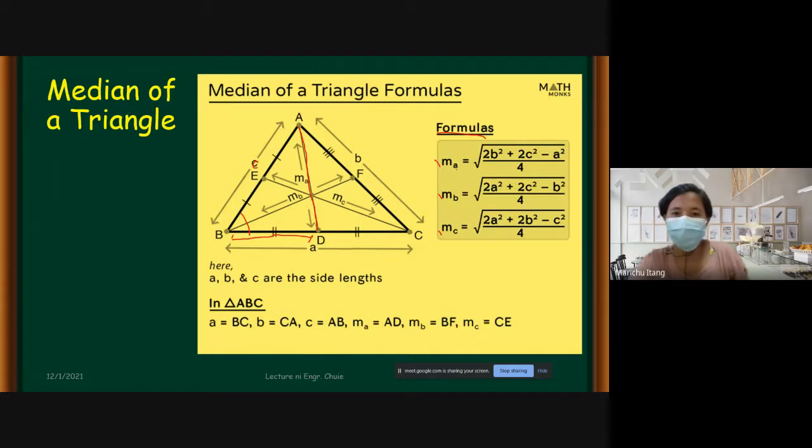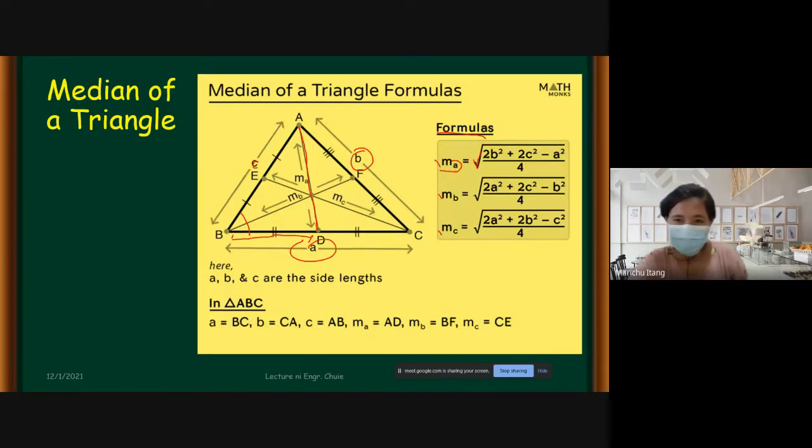formula. So if you are going to determine the median at side A, so if our target is A, use the formula square root of 2B squared plus 2C squared minus A squared, all over 4. If our target is determining the median of B, it is square root of 2A squared plus 2C squared minus B squared, all over 4.